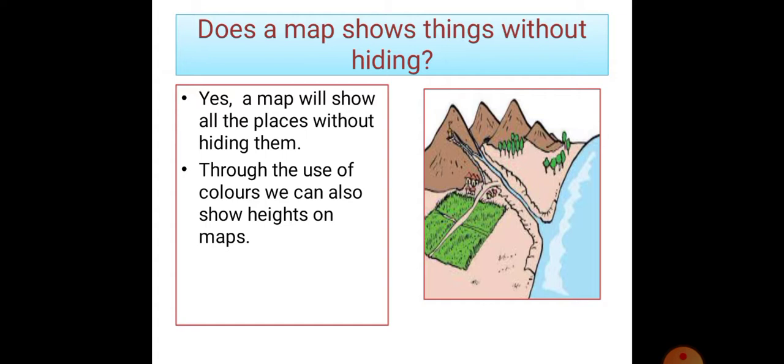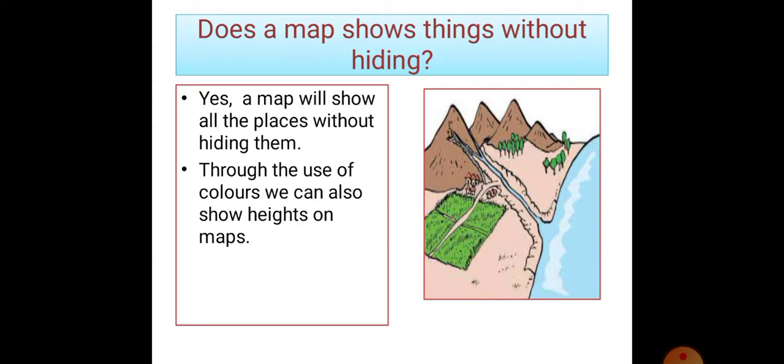So does a map show things without hiding? Yes, a map will show all the places without hiding. Yes, it does. But a drawing doesn't show. Through the use of different colors, we will be able to locate the height or the location. Let's say if I want to know whether the sea is there, I would just check for the colors.